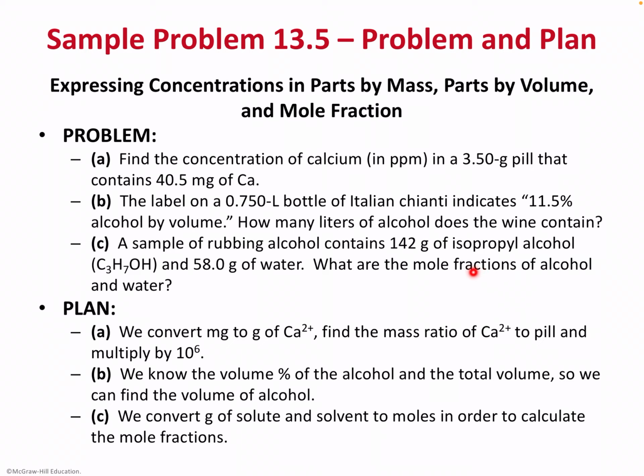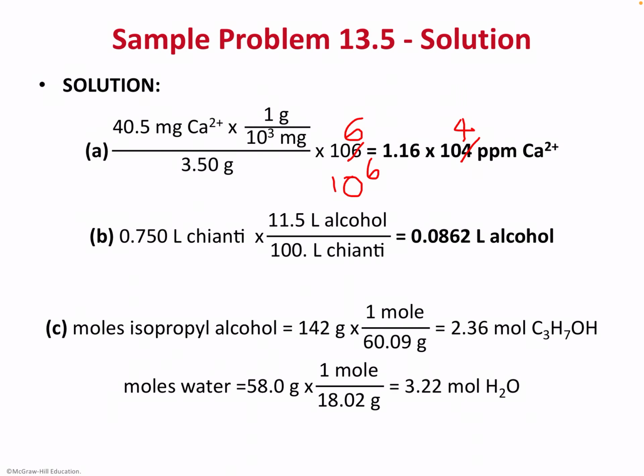So first we need to find the number of moles of alcohol, and divide it by the number of moles of alcohol plus the number of moles of water. Everything is given in grams, so we need to convert to moles using the molar masses. Moles of isopropyl alcohol: 142 grams, this is the molar mass, gives 2.36. And then the moles of water: 58 grams, converting to moles using the molar mass, 3.22. To find the mole fraction of isopropyl alcohol, 2.36, you divide it by 2.36 plus 3.22 together.